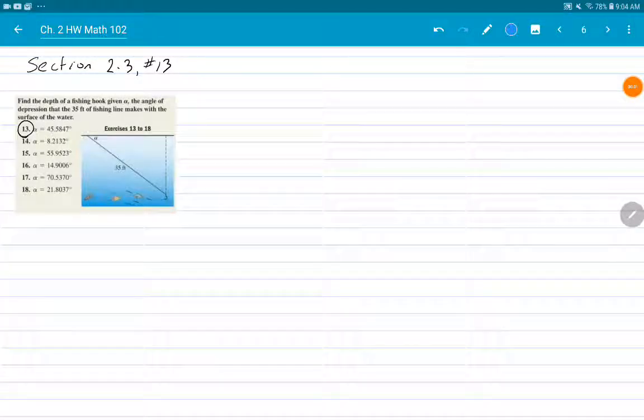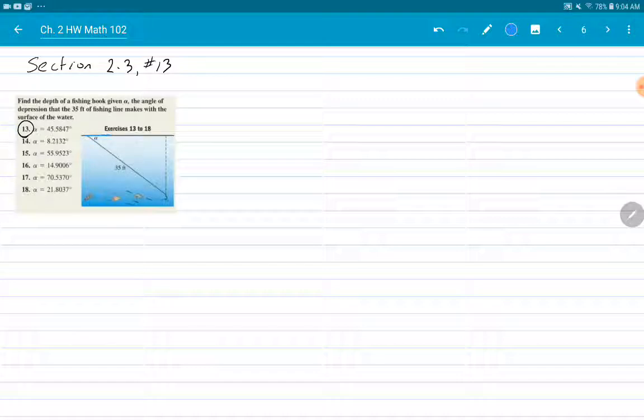In section 2.3, numbers 13 through 18 are all done very similarly. I'm going to do number 13 as an example, and the same process can be applied to the rest of the problems by just changing alpha. So we're going to find the depth of a fishing hook, given alpha is an angle of depression.